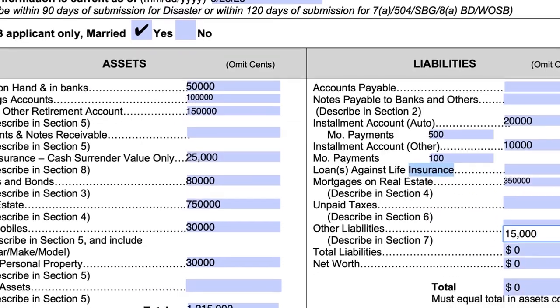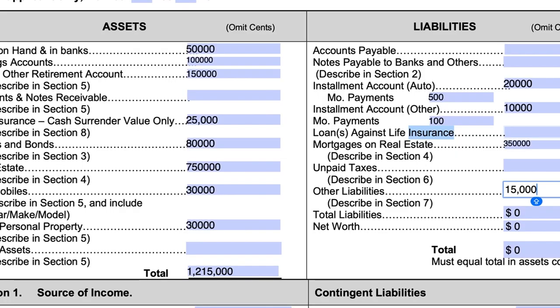Okay, which is on the right side. So 20,000, 10, 350, 15. That is like 395. So the total liabilities is 395,000. All right. So my assets is 1.215 and my liabilities is 395. Now let's figure out what my net worth is.